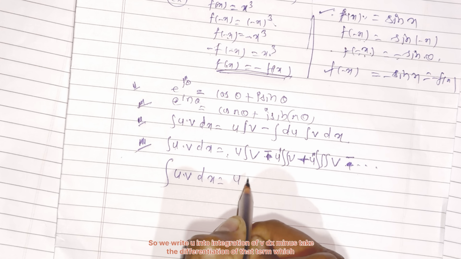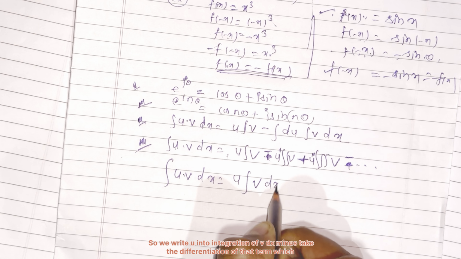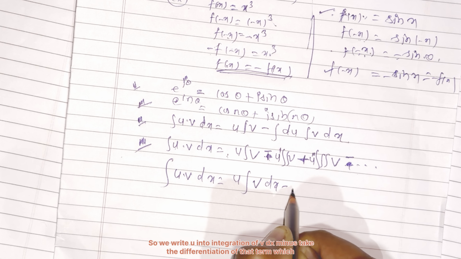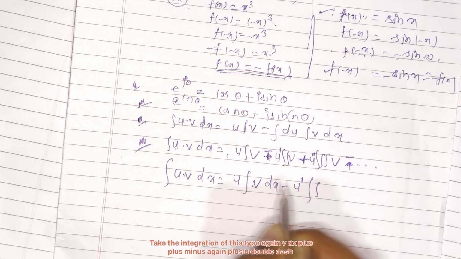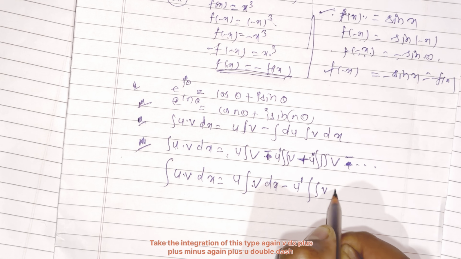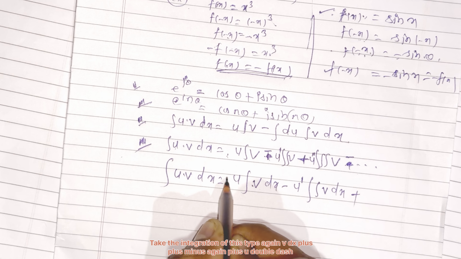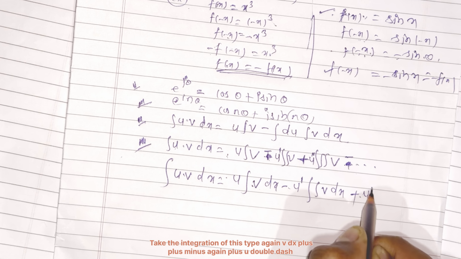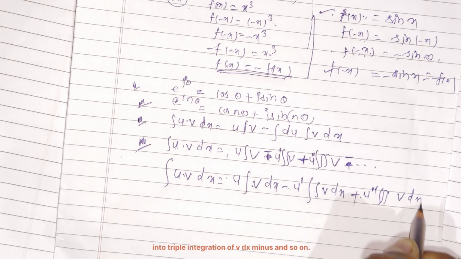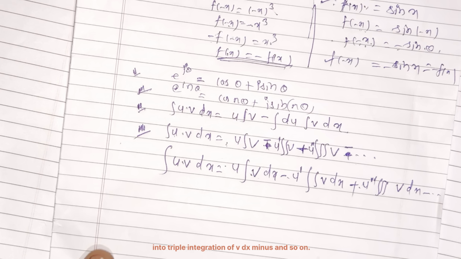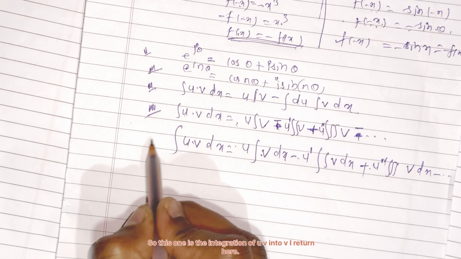So we write u into the integration of v dx, minus the differentiation of u, which is u dash, into the integration of the integration, take the integration of this step again, v dx, plus u double dash into the triple integration of v dx, minus, and so on. So this is the integration of u into v.